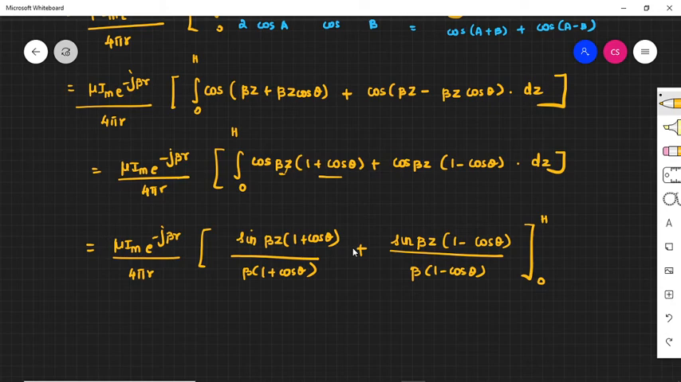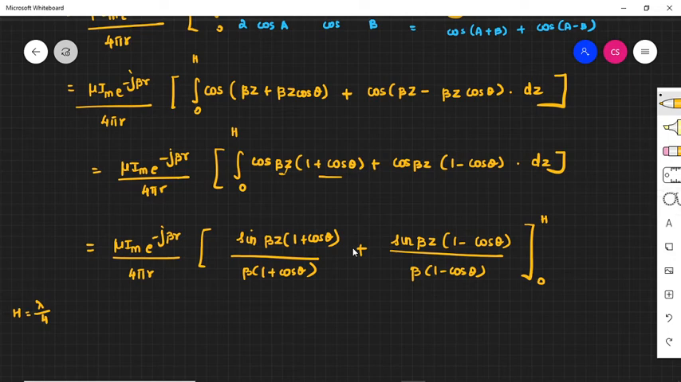Now, we already saw that the total electrical length is lambda by 2, which is 2h equals lambda by 2, which means the h value will be lambda by 4. The total dipole length is lambda by 2. The upper half is lambda by 4, the lower half is lambda by 4.